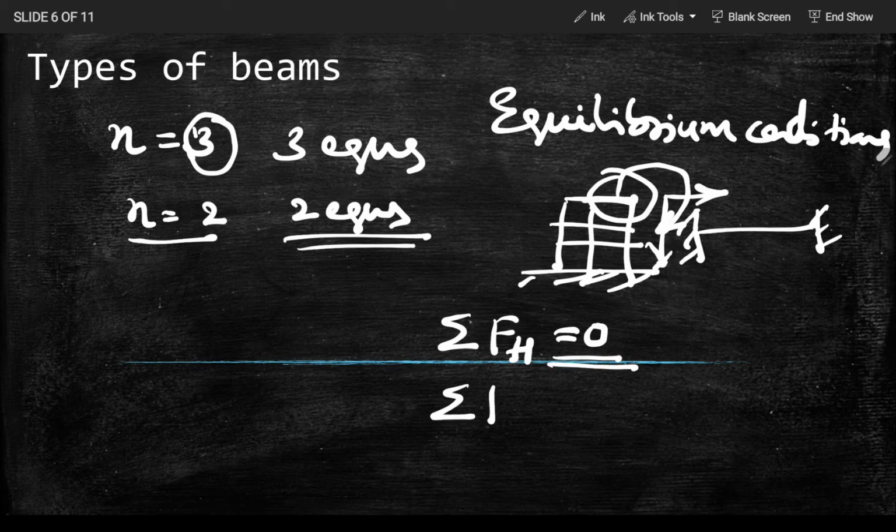And at the same time, it should not move in vertical direction. Algebraic sum of all the forces, if we take, it should be equal to 0, and it should not rotate in any direction. That means algebraic sum of all the moments should be equal to 0.